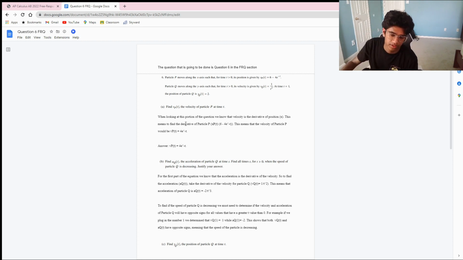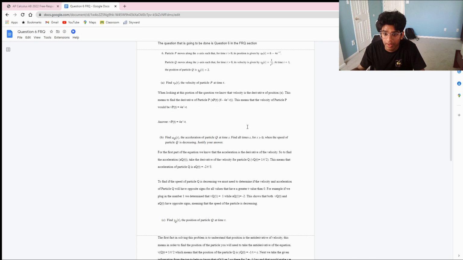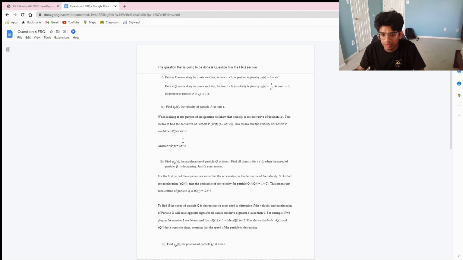So the first thing it asks us for is, what is the velocity of particle P at time t? We're given the position of particle P at time t as 6 minus 4e to the negative t power. To solve this is pretty simple. We just have to find the derivative of the equation, which gets us to velocity. Since 6 is a constant, all we have to do is find the derivative of 4e to the negative t, which would be 4e to the negative t power. That would be the equation for the velocity for this first section.